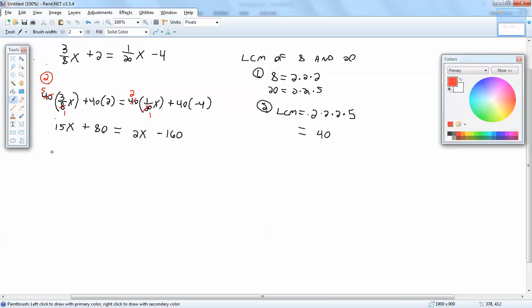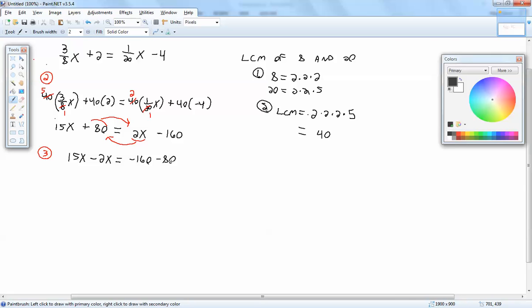Step 3. Get everything with an x on one side, numbers on the other side. So I'm going to take the 2x and move it to the left side. And I'll take the 80 and move it to the right side. Now remember, when you move anything across your equals, your sign changes. So the positive 2x becomes a negative 2x. The positive 80 gives us negative 80.